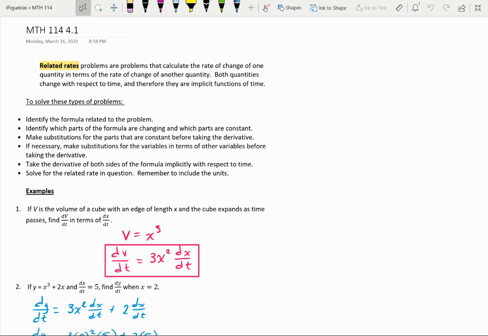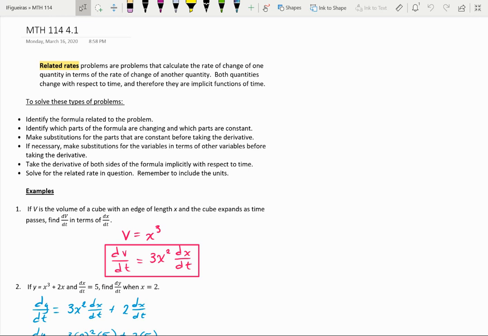Hi, this lesson is about related rates word problems. With related rates word problems, you're going to calculate the rate of change of one variable or quantity in terms of the rate of change of another. And usually you're calculating these rates of change with respect to time. In fact, all of the ones that we'll be doing today will be changing with respect to time.